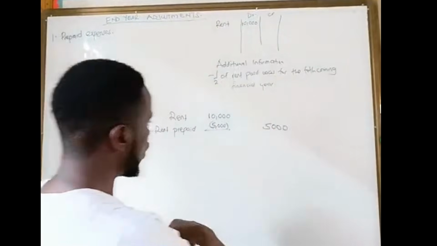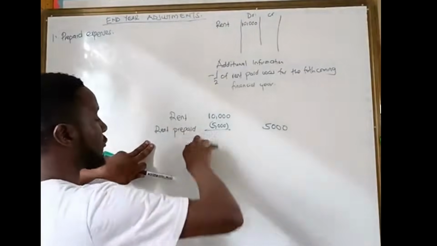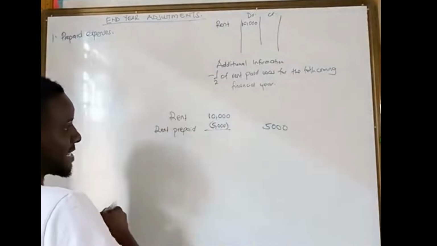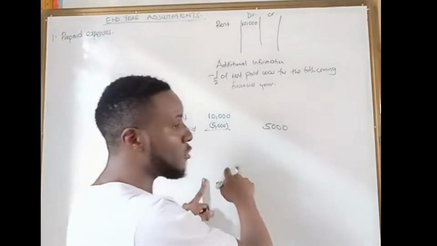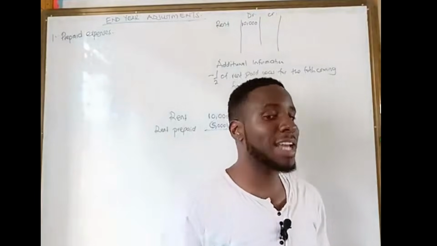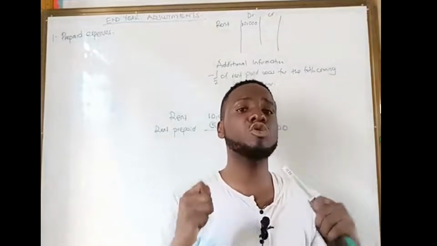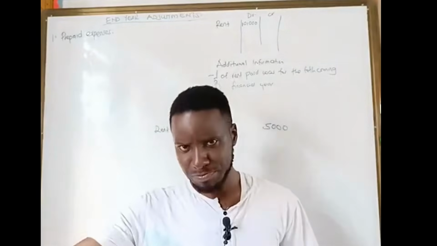So when we record our rent prepaid, when we subtract it off from the rent, this 5,000 that we have subtracted off, we shall take to the statement of financial position, and it will be a current asset. Why? Because I have not yet used this amount of money. I have not yet stayed in the room for that period.